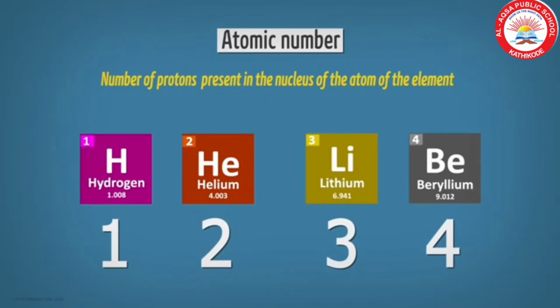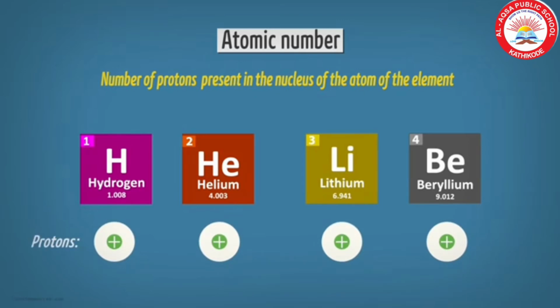For example, we can take the first four members: hydrogen, helium, lithium and beryllium. Hydrogen, its atomic number is 1. That means it contains 1 proton. And helium atomic number 2. It contains 2 protons. And lithium 3. And beryllium contains 4 protons.